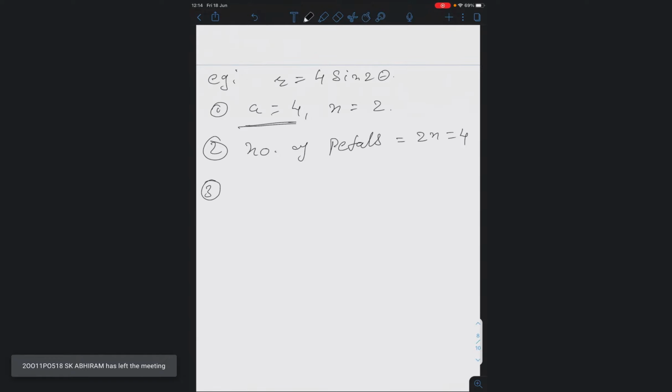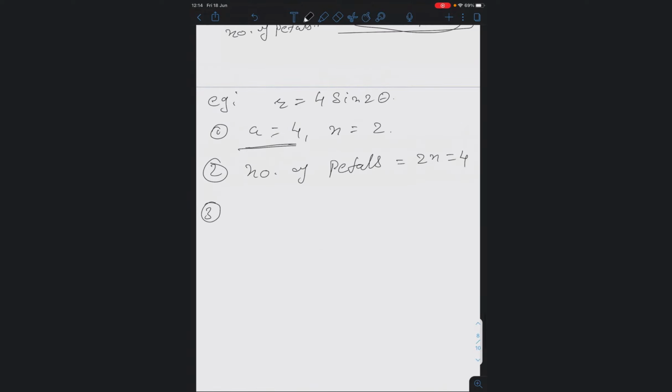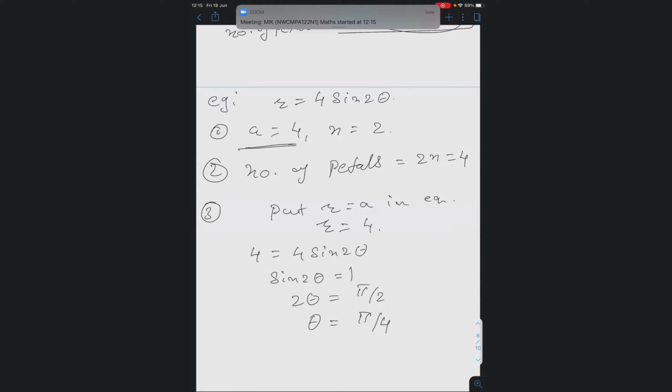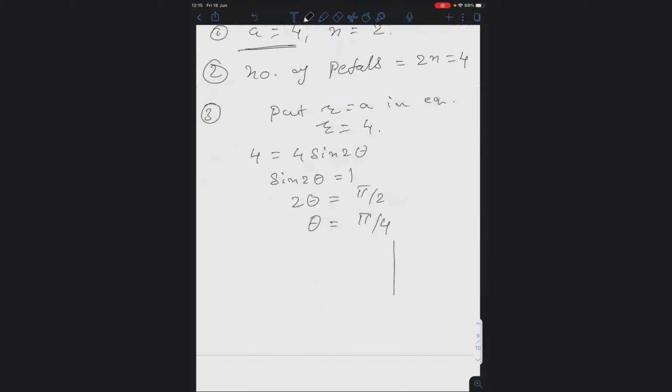Now you need to find at which angle, which line your first petal will be. For that, you put R is equal to A in the given equation. R is equal to A means 4 you need to substitute. So that will be 4 is equal to 4 sine 2 theta. So this implies sine 2 theta is equal to 1. This implies 2 theta is equal to pi by 2. This implies theta is equal to pi by 4.